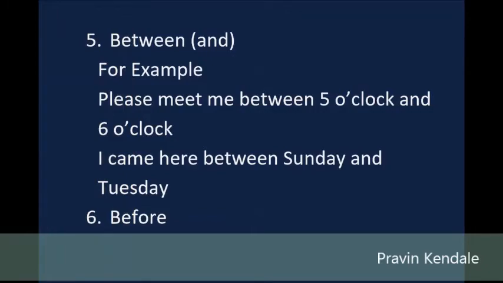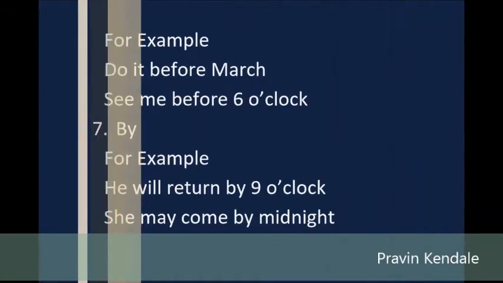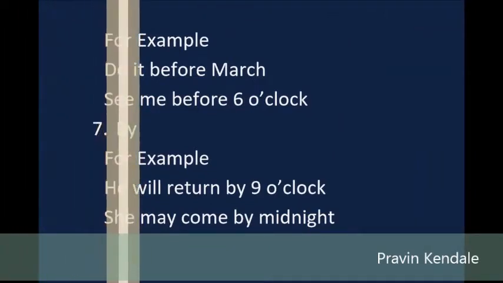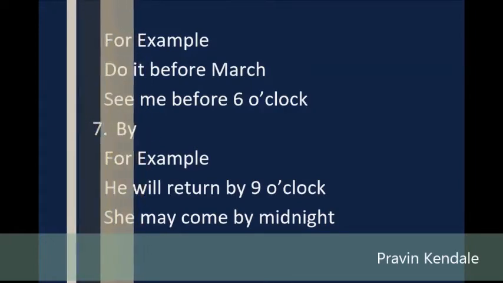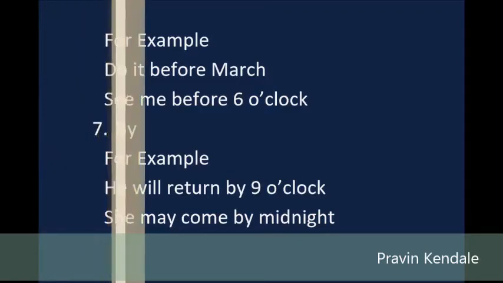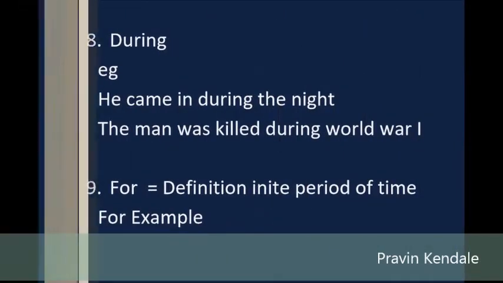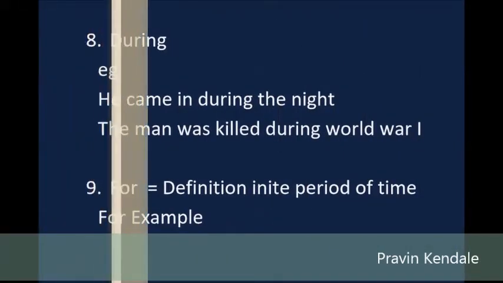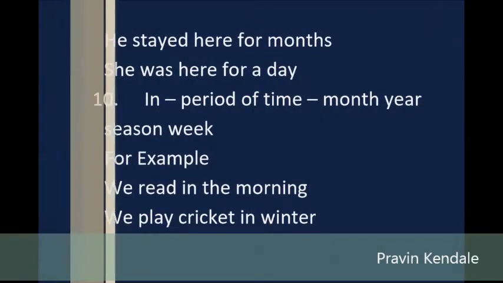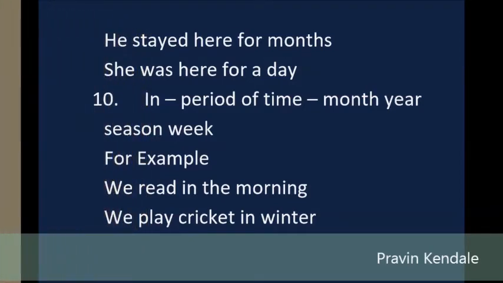Six, before. For example, do it before March. See me before 6 o'clock. Seven, by. For example, he will return by 9 o'clock. She may come by midnight. Eight, during. For example, he came in during the night. The man was killed during World War I. Nine, for denotes a definite period of time. For example, he stayed here for months. She was here for a day.